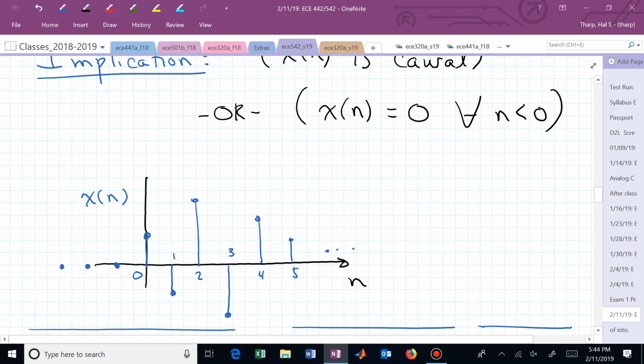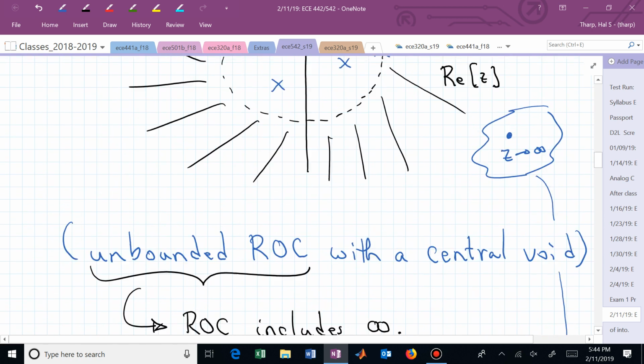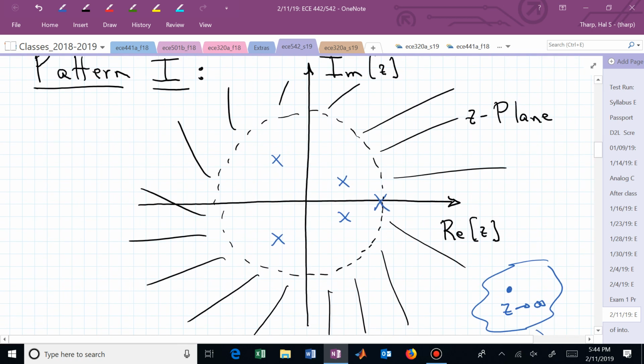Did that help answer your question? The question was, well, this region of convergence implies that little x of n has to be 0 for negative values of n. Or maybe that was the comment. Maybe it was a comment and not a question.